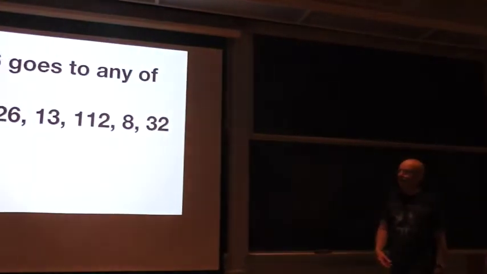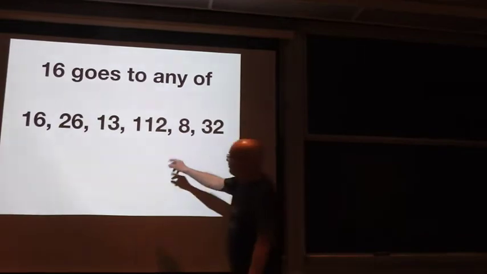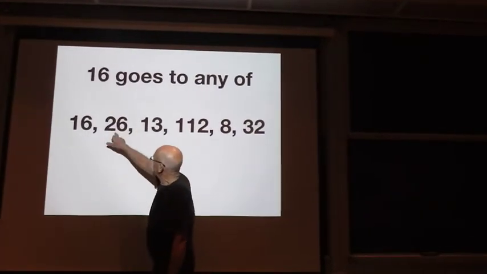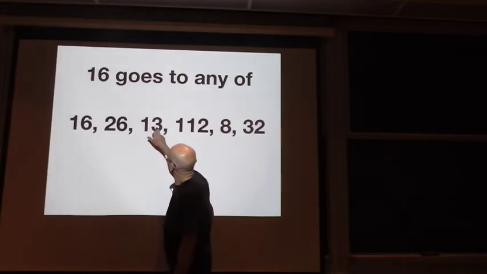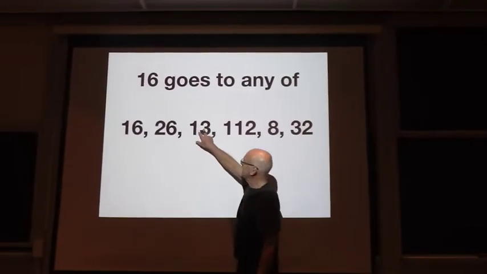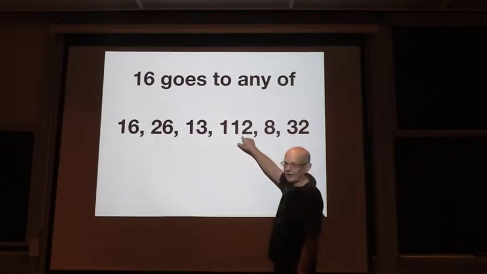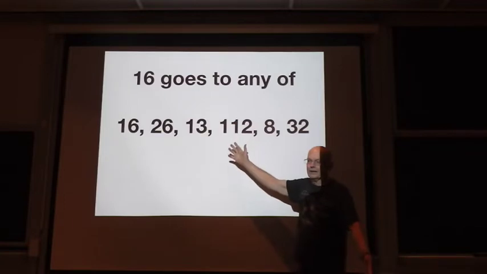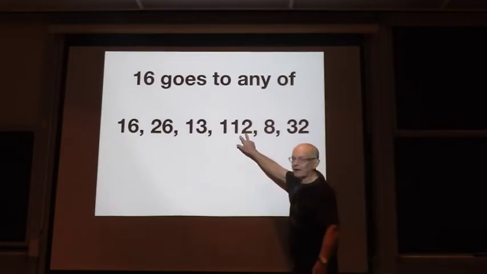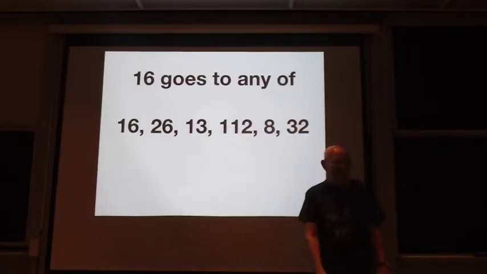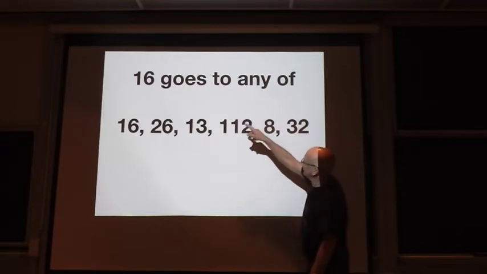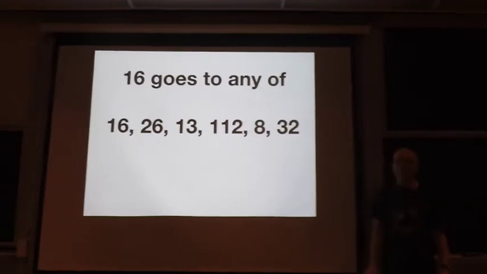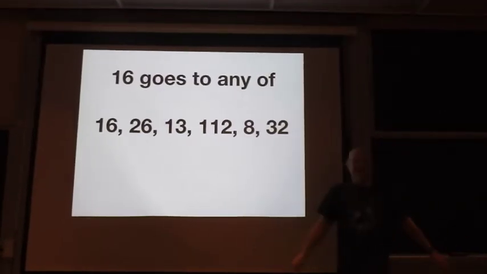Oh, so here's a small example. 16. You can do nothing if you want. You can double the 1. You can halve the 6, and you get 13. You can double the 6, and you get 12, and you write it where the 6 was. And you could halve the 16 and get 8, or double it and get 32. So 16 goes to any of those 6 numbers. Is that clear?